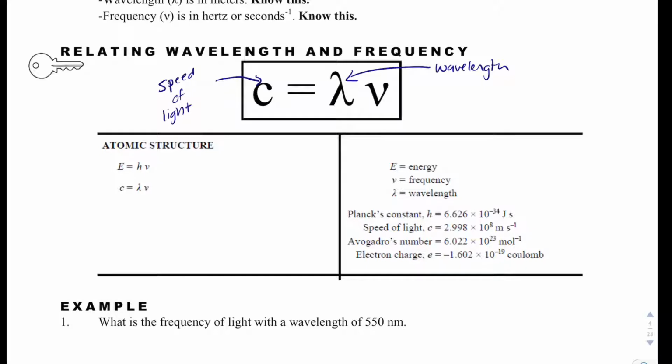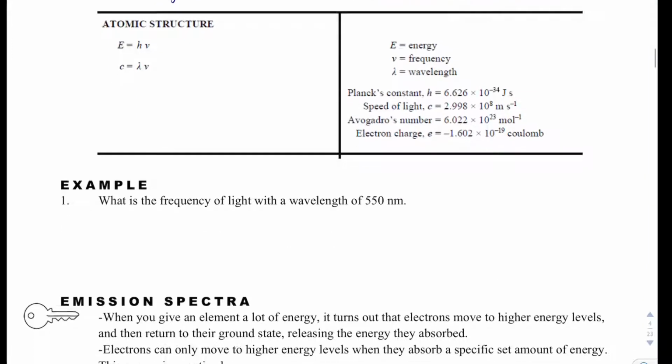And that's lambda. And then this, it looks like a V, but it's really the Greek letter nu. And this is frequency. Frequency is measured in hertz, seconds to the minus 1 power, which is 1 over seconds. So it could be any of those. And we'll just see how this works.